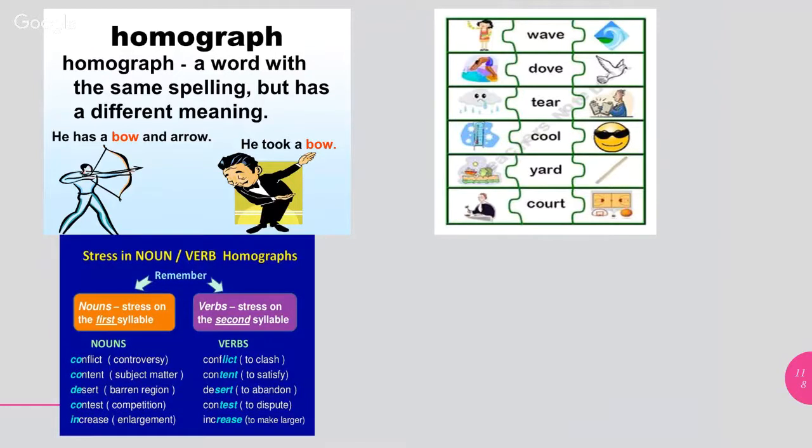Stress in noun and verb homographs. Remember, nouns have stress on the first syllable, and verbs have stress on the second syllable. For example, C-O-N-F-L-I-C-T can be a noun or a verb. If it is a noun, you say conflict. If it is a verb, you say conflict. Content, content. Desert, desert. Contest, contest. Increase, increase.